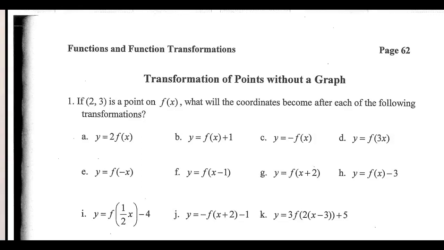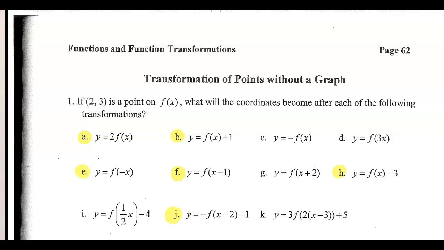What we're doing now is the same exact thing. However, instead of doing this on a graph with a bunch of different points, at least for this first question, we're just doing it with one point. It says, if the point (2, 3) is on f(x), what will the coordinates become after each of the following transformations? For all of the problems here, there's a transformation occurring in every single one. We need to figure out what the new point is going to become from (2, 3) based on the transformations we have here. I'm not going to do every single question, but I'll do the ones I'm highlighting. After we finish, I'll give you a couple to try, and then we'll move on to the next section.